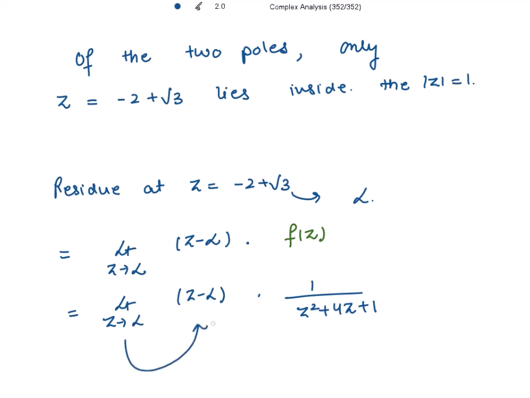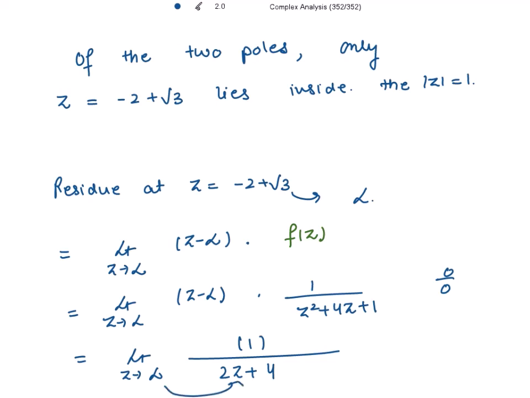When we put z equal to alpha, we get 0 in the numerator and also 0 in the denominator. So this is the 0 by 0 form, right? So now applying L'Hopital's rule, let's find the derivative of the numerator with respect to z. That is 1, divided by the derivative of the denominator with respect to z, that is 2z plus 4. And now putting the value of z as alpha, we get 1 divided by 2 into alpha plus 4, where alpha is what?